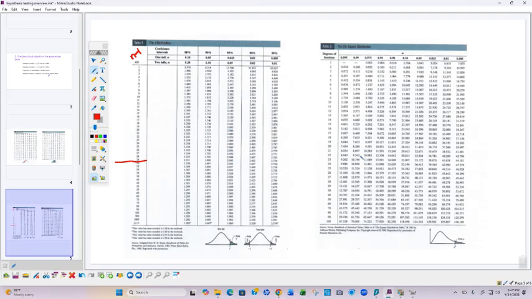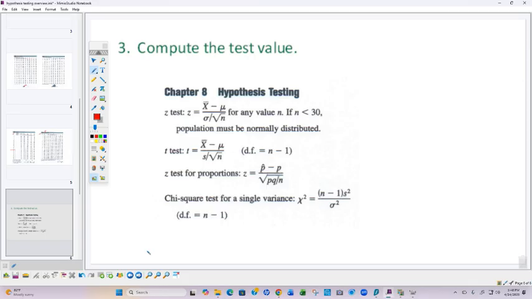And the last one, this is our chi-squared distribution. It also uses degrees of freedom, which is n minus 1. And we also talked about how to figure out these numbers on the top. Okay, so that's just a quick overview of step 2. Let's talk about step 3.